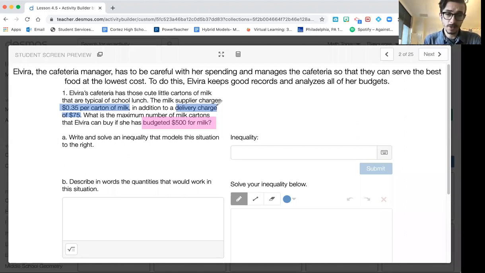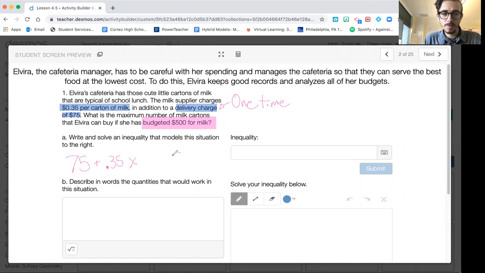Well, the delivery charge, how many times do you think we have to pay this? Hopefully you're saying this is just a one-time fee. So we have the delivery charge, which is $75, and our order should continue to add on 35 cents per carton of milk, which I'll denote as X.